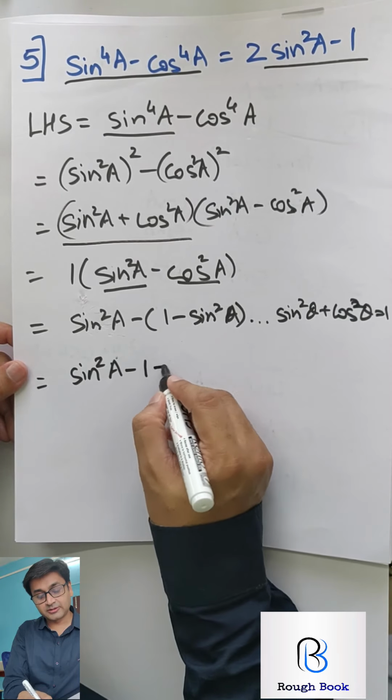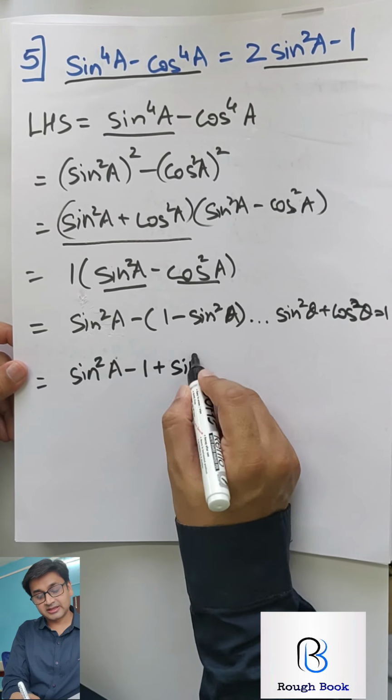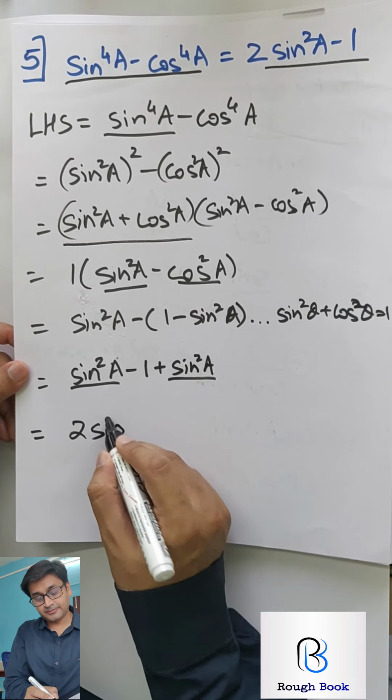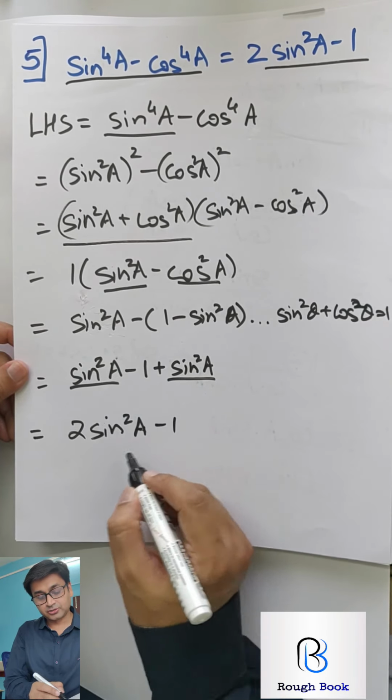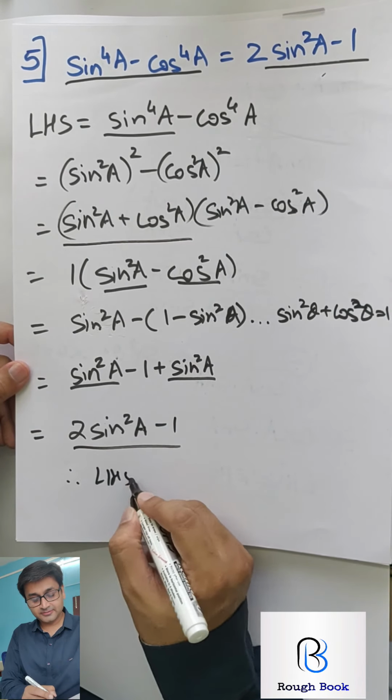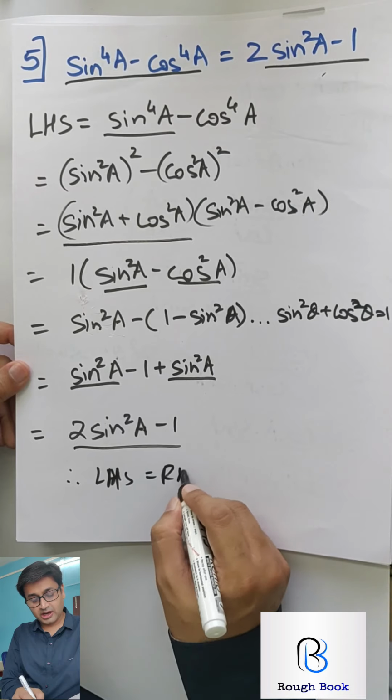Sine square minus 1 minus minus plus sine square. So sine square plus sine square gives me 2 sine square minus 1. Is that what I wanted? Yes. And therefore you can say LHS is equal to RHS.